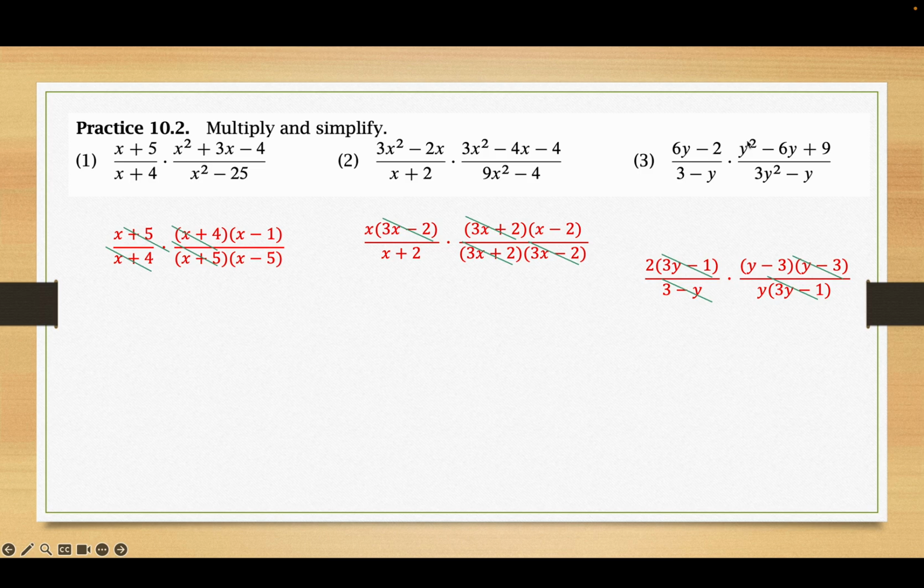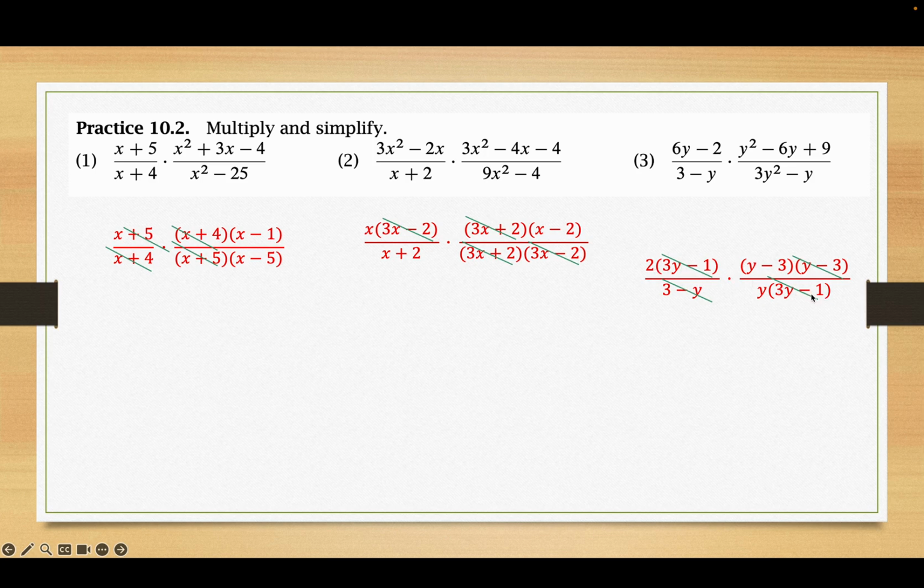Now, I factored y squared minus 6y into y times y minus 6. Brief review. Rewind. 6y minus 2 is 2 times 3y minus 1. 3 minus y stays the same. And if I factor 3y squared minus y, the greatest common factor is y. That leaves me with 3y minus 1. So 3y minus 1 over 3y minus 1 is 1.